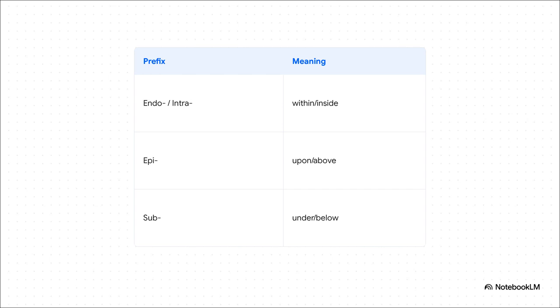So indo and intra both mean within or inside, right? Just picture intravascular as something traveling deep within the blood vessel. Now move up to the surface and you have epi, meaning upon or above, kind of like your epidermis. And finally, we dive down with sub, which means under or below. Think of a subcutaneous injection going right beneath the skin.